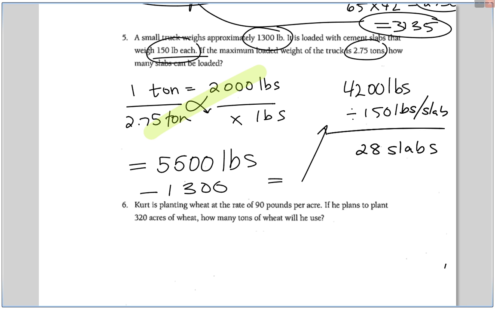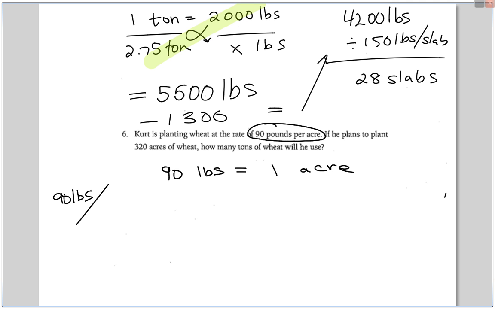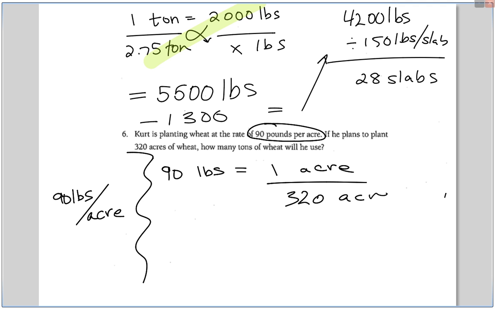Next one, Kurt is planting wheat at the rate of 90 pounds per acre. So it's 90 pounds for 1 acre. That's how I read this. There's other ways to interpret that. You could go 90 pounds per acre and then do a multiplication. So let's see what happens. He plants 320 acres. How many tons will he need? We're going to first figure out x pounds, because this has to be pounds. Cross multiplying, 90 times 320, I got 28,800.